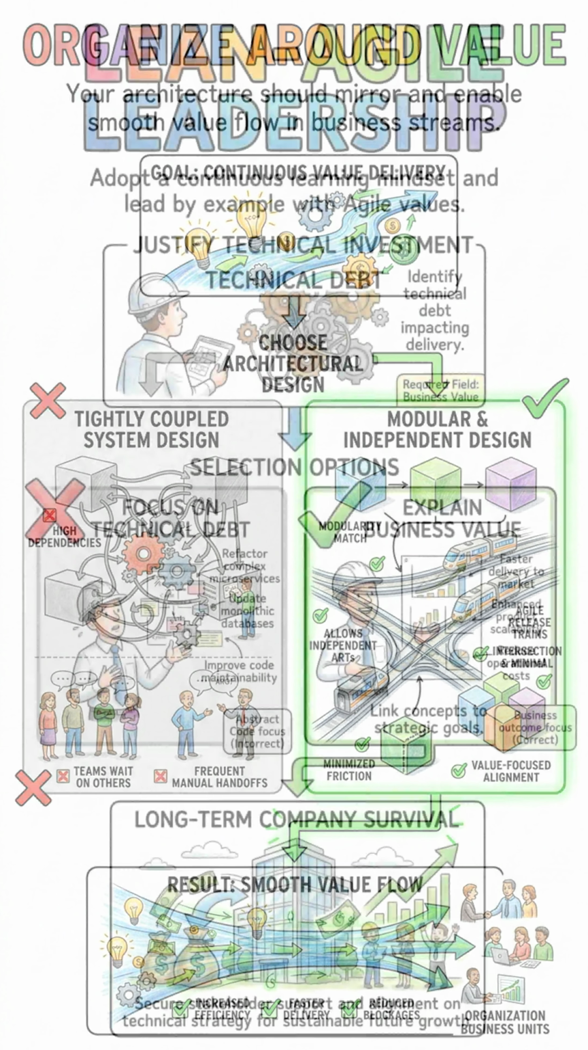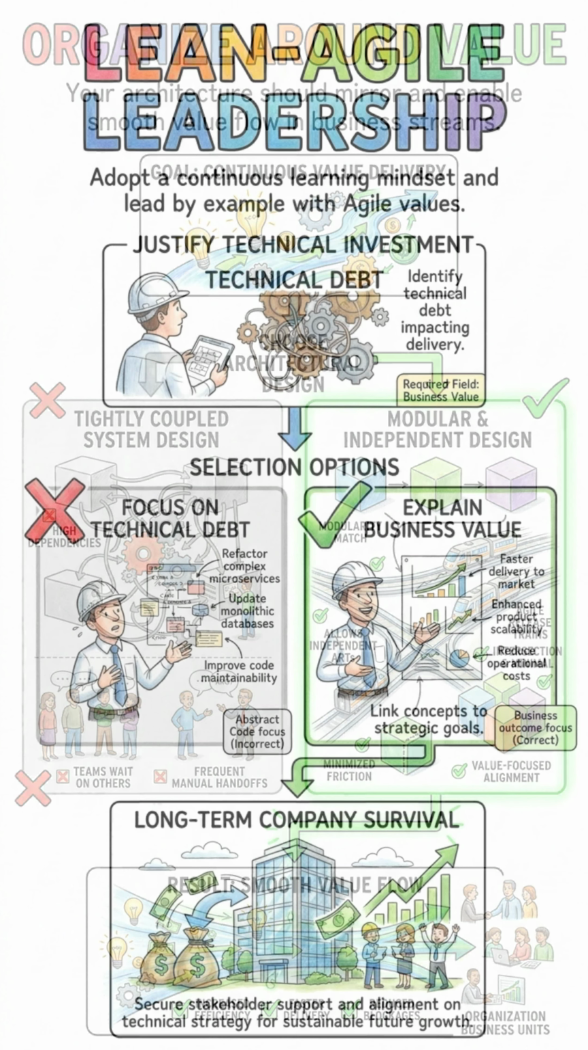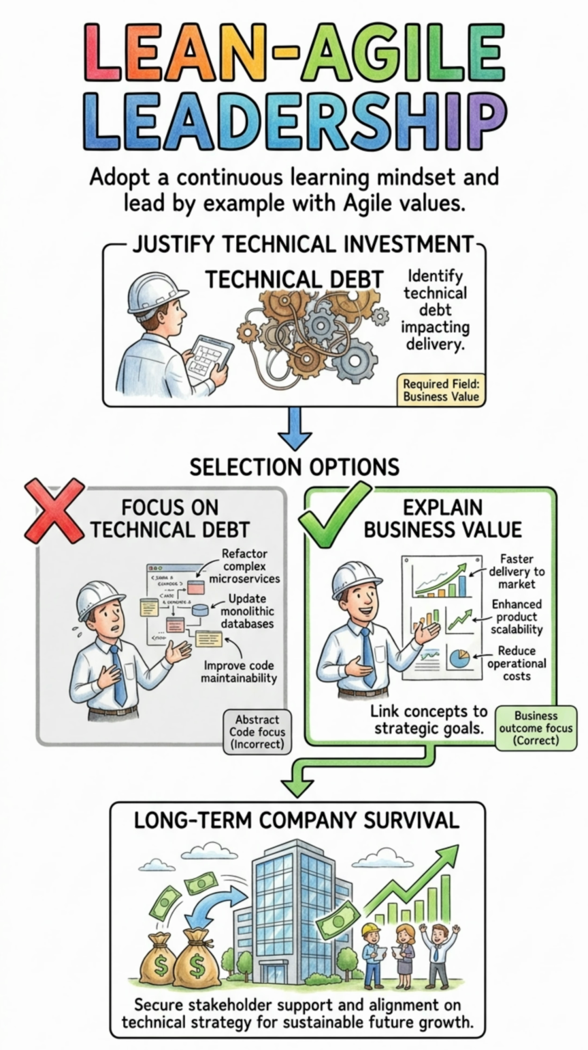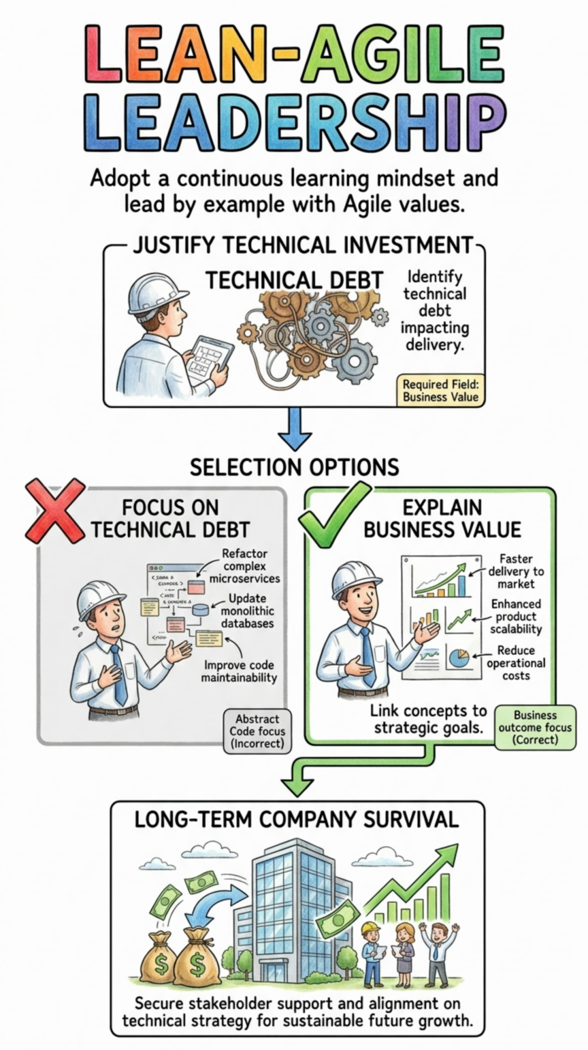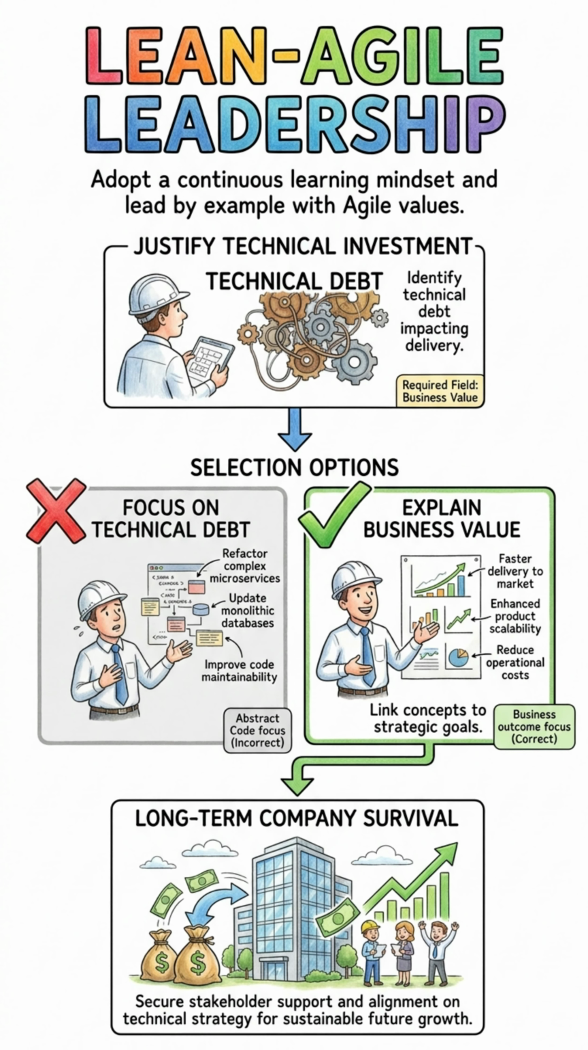Embracing all of these principles transforms you into what SAFe calls a lean Agile leader. You lead by example, demonstrating a continuous learning mindset and a deep commitment to Agile values in everything you do. You must constantly educate business stakeholders on why technical investments are necessary for the long-term survival of the company. Your ability to communicate technical concepts in terms of business value is just as important as your ability to design a complex microservices architecture.